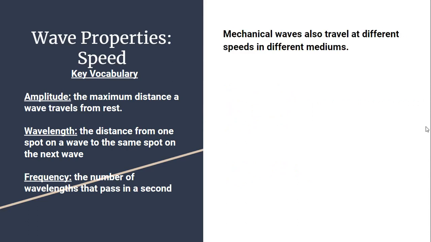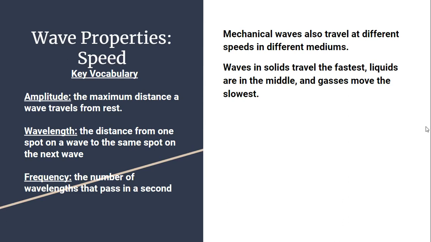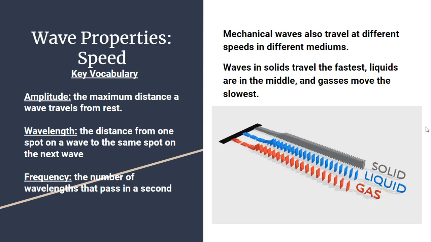The medium or material that a wave is traveling through can also affect its speed. And if you think back to what we know about the particles in different mediums, like solids, liquids, and gases, they're closer together in solids and farther apart in gases. When they're closer together, that makes those collisions occur much quicker and easier and transfers the energy from one particle to the next much faster, like you can see in this example here.